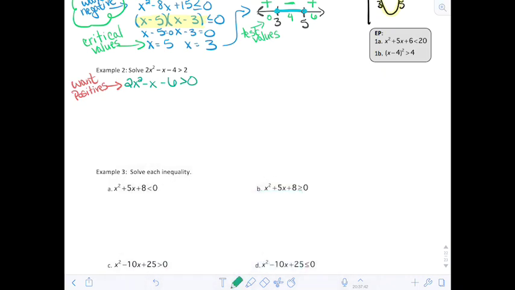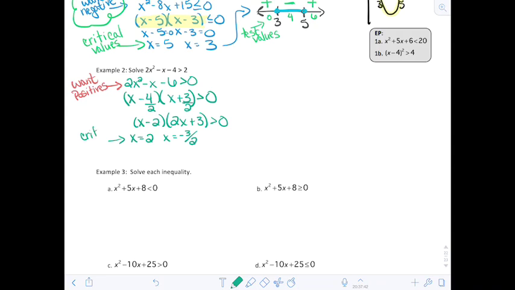So as we factor it now, factors that multiply to give me negative 12 and add up to give me negative 1 are negative 4 and 3. So I'm going to do x minus 4, x plus 3, divide by 2. So my factors are x minus 2 and 2x plus 3 being greater than 0. So my critical values are 2 and negative 3/2. So these are where the function would equal 0. These are my critical values.